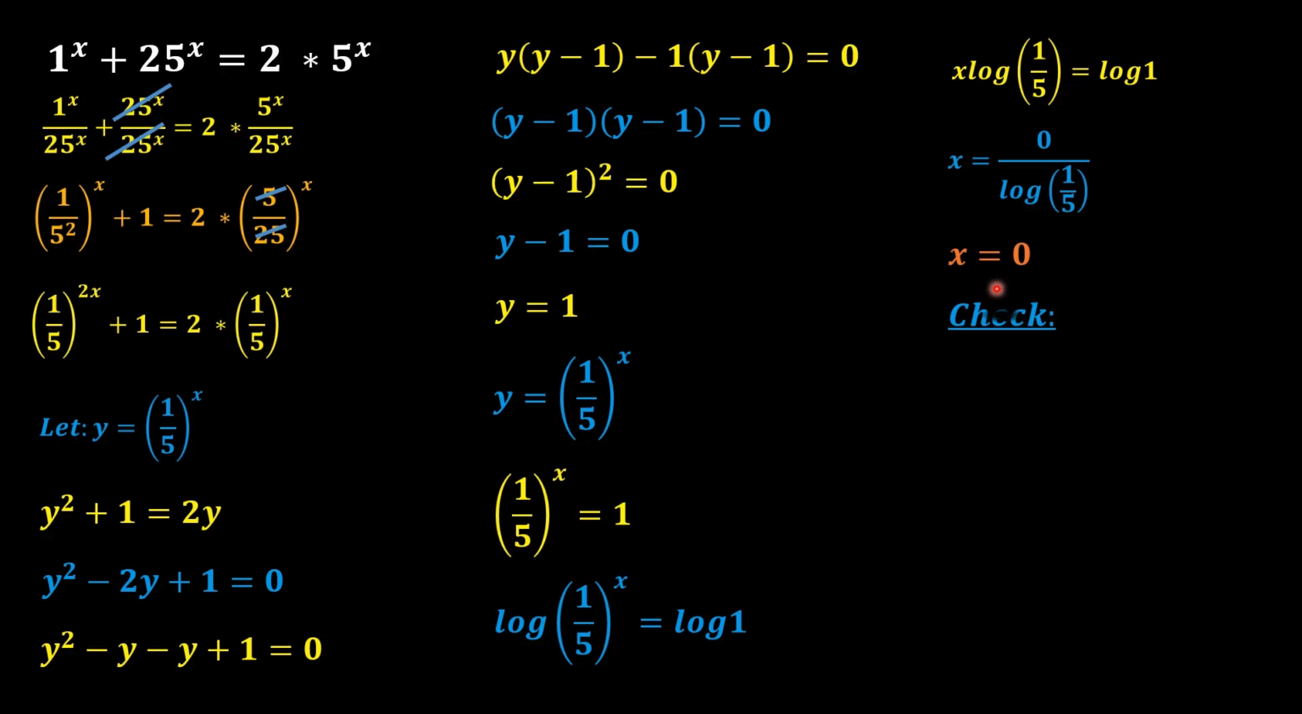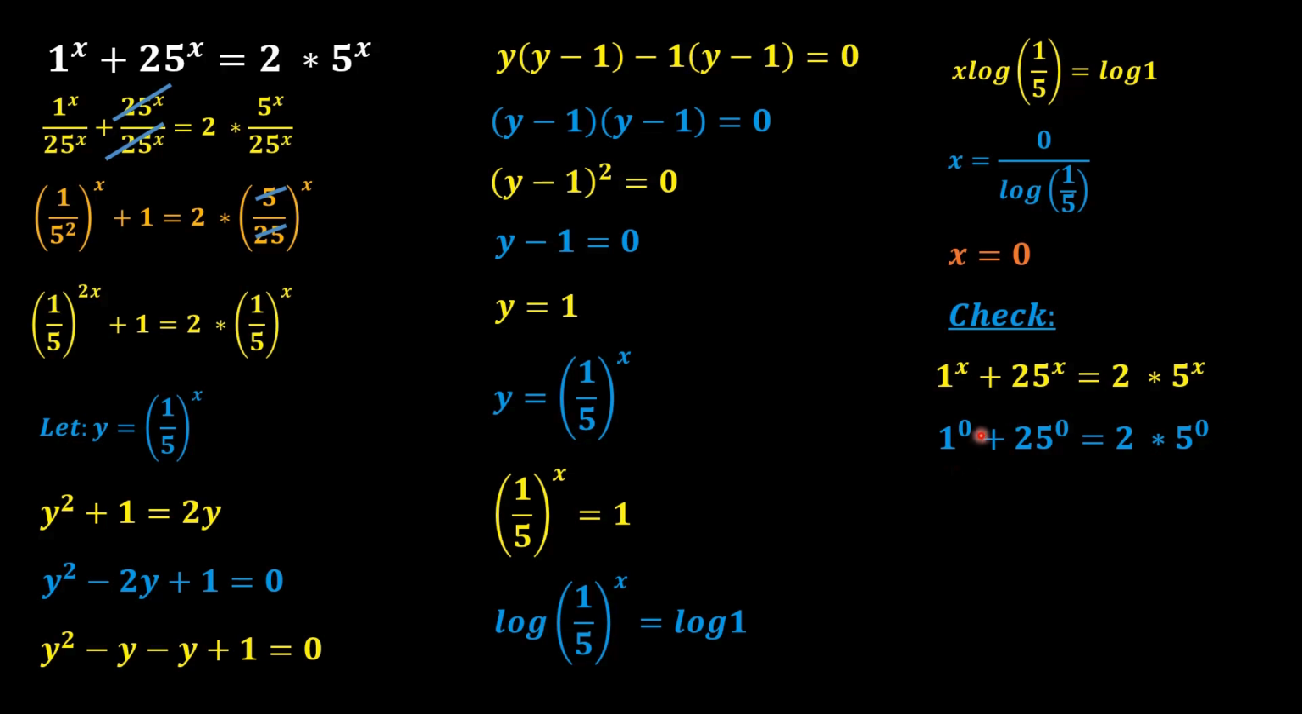Now we should check whether this value x = 0 is true for this equation or not. For this purpose, we replace the value of x = 0 in this equation at the place of x. So as a result, we get 1^0 + 25^0 = 2 × 5^0.